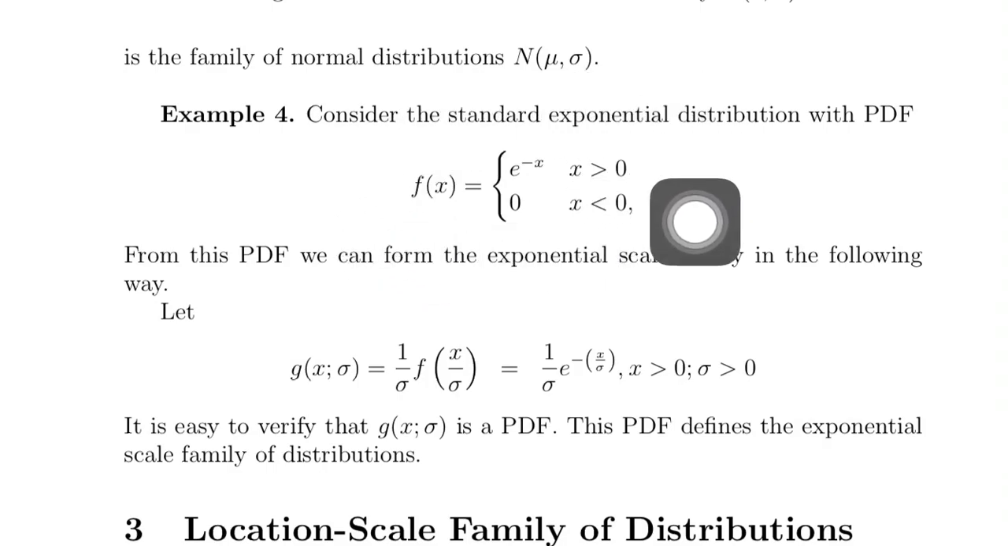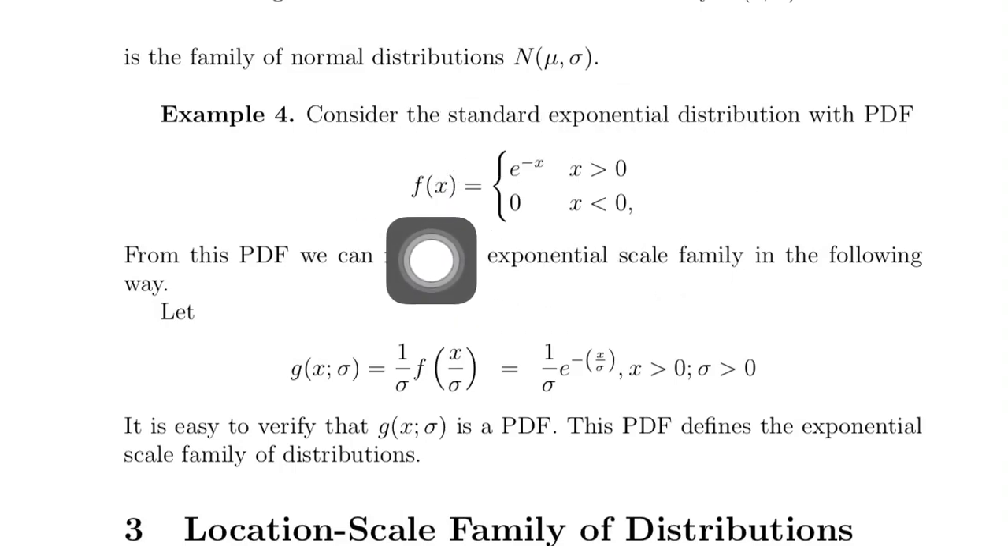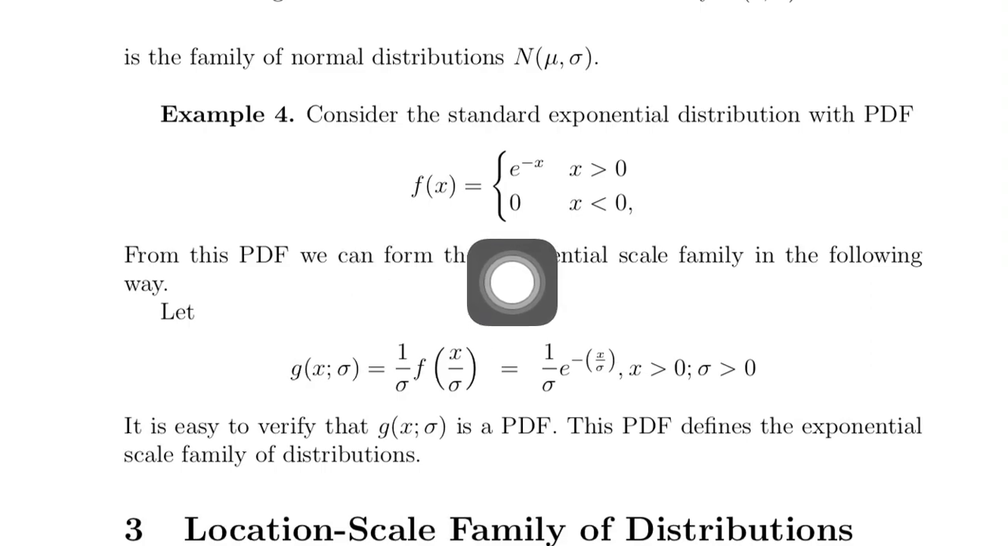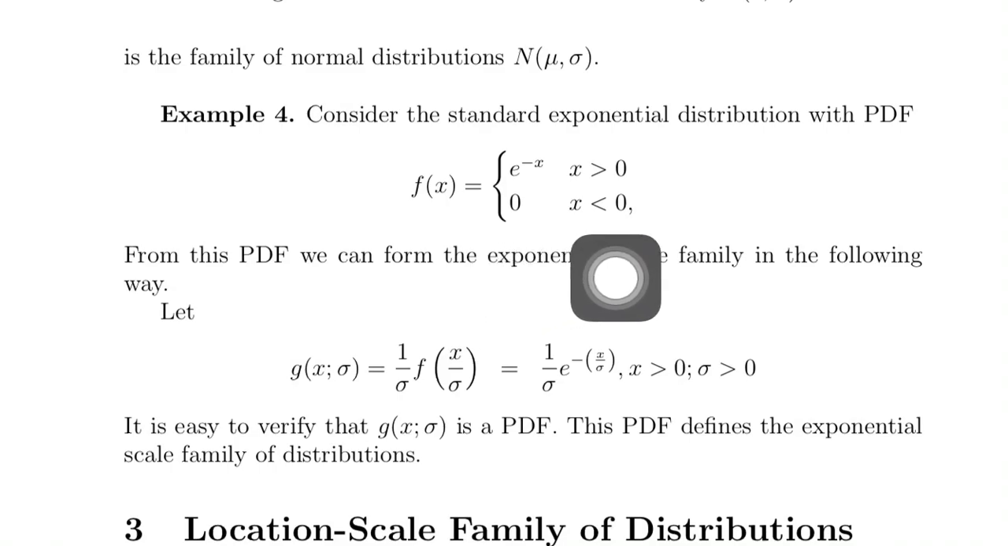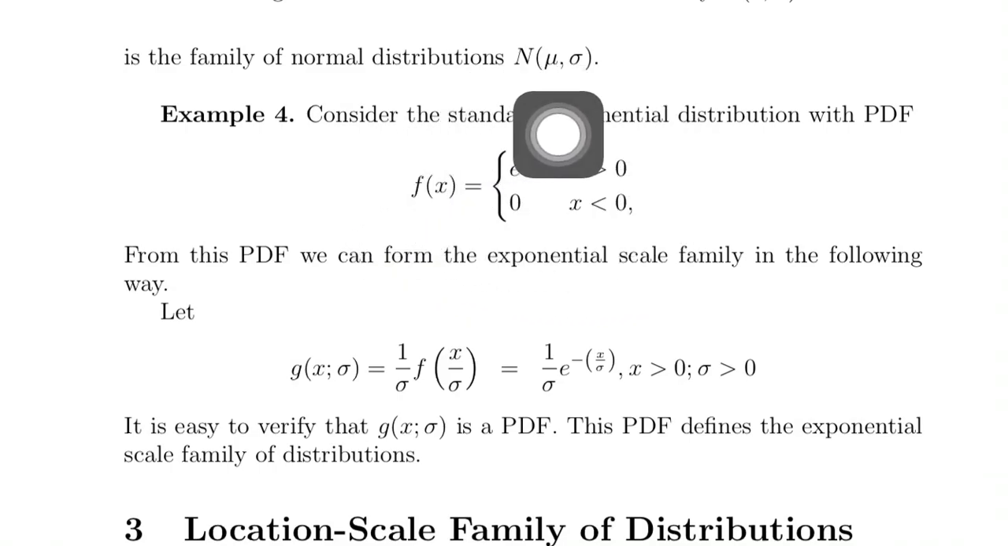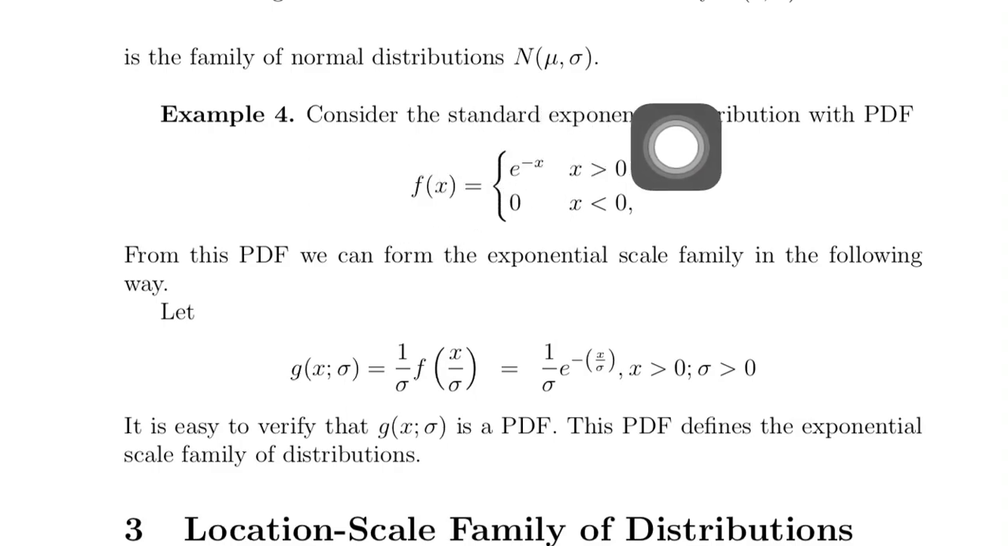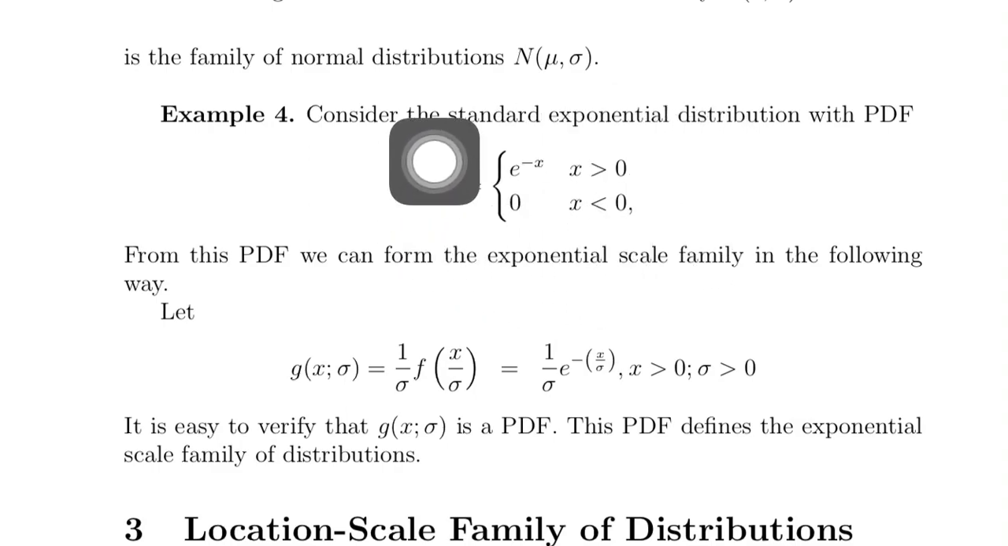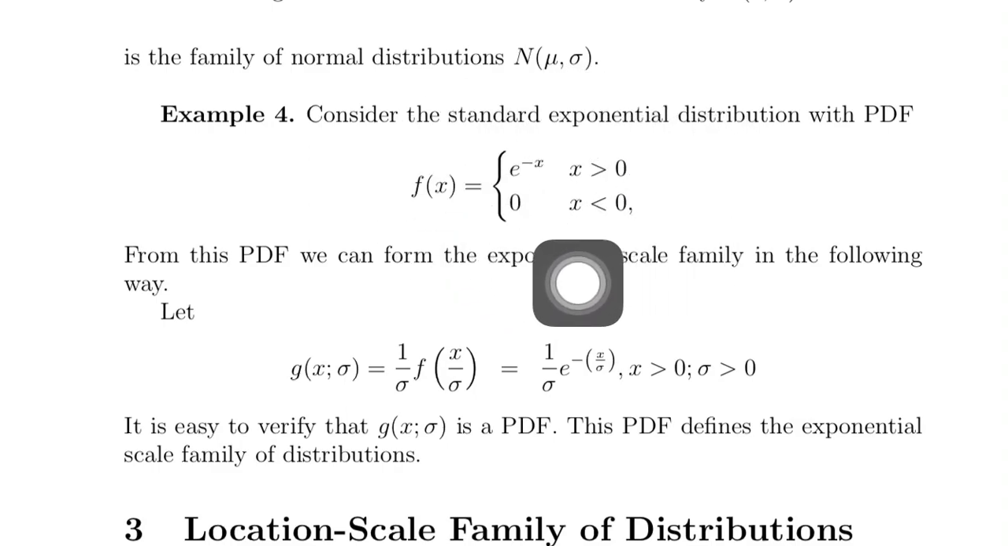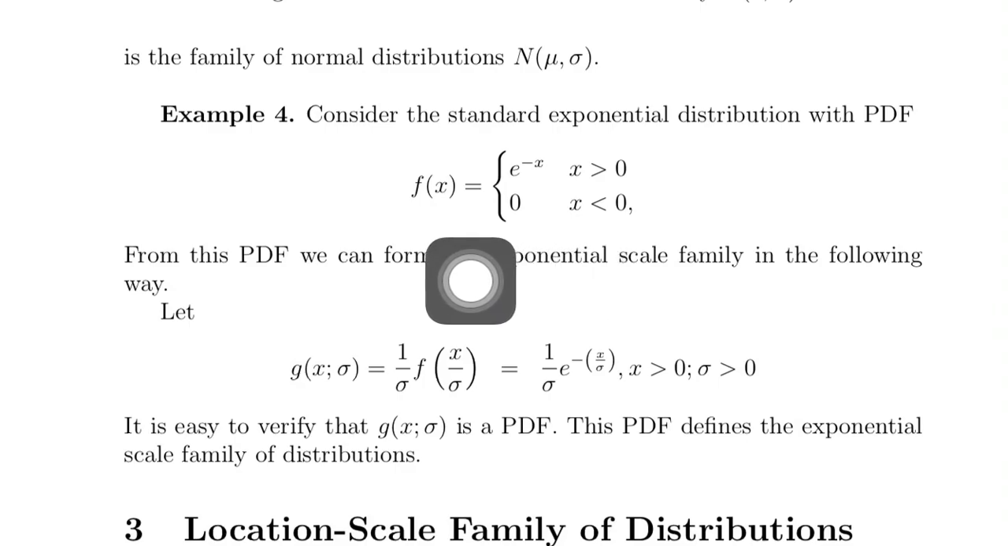And you see, this is a standard exponential distribution. The exponential distribution may have the form f of x equal to lambda into e to the power of minus lambda x, and if you put lambda is equal to 1, you get this PDF. Okay, this is a standard PDF of exponential distribution. From this we can construct a scale family of exponential distribution.